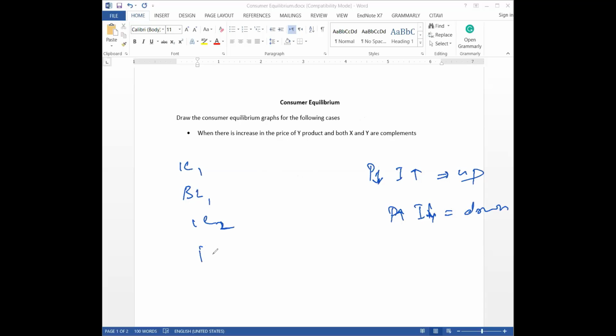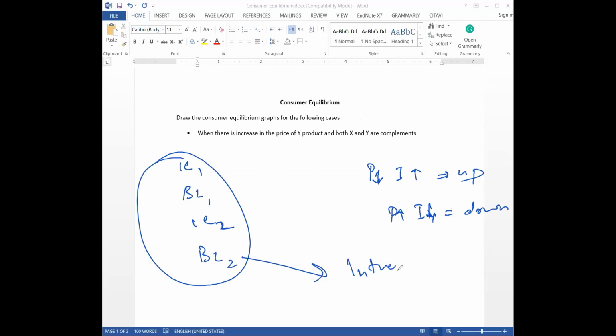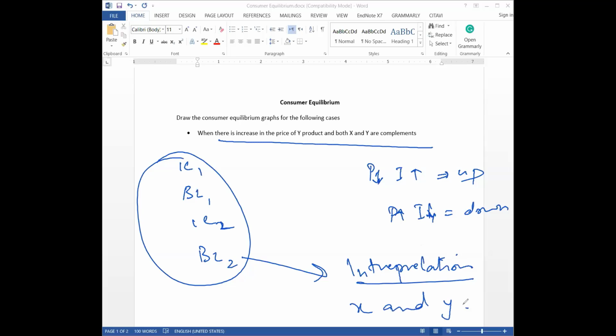And then you draw the BL2. From this, you do the interpretation for that event. You interpret and tell what will happen to X and Y. So this is the outcome. Hopefully it is understandable for you.